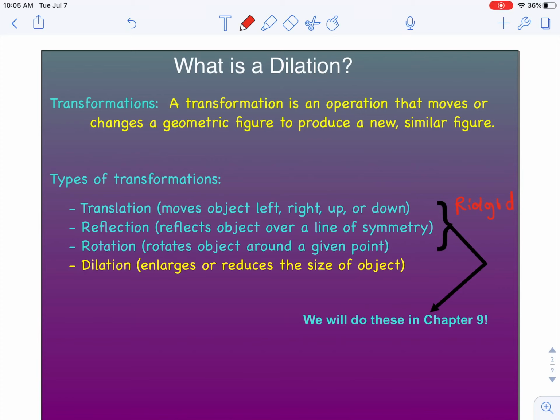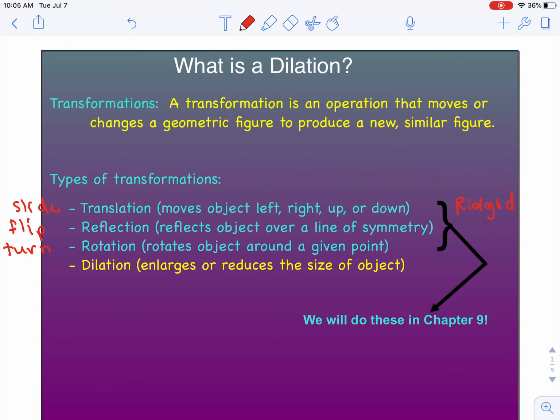So you've already actually talked about some other transformations in previous work. Like a translation moves the object left or right, up or down. You probably called it a slide, possibly, for short. A reflection reflects an object over a line of symmetry, and you probably called that a flip. And a rotation rotates around a given point, which would be a turn or maybe a spin.